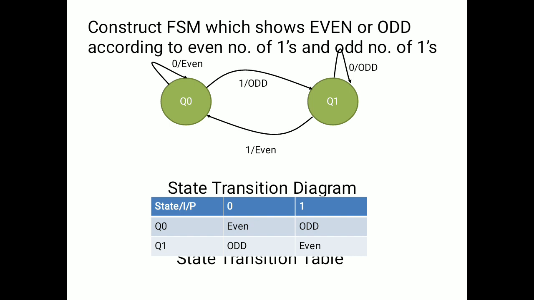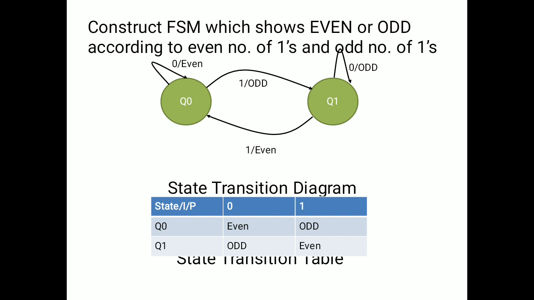So if the given input string has an even number of ones, then the output will be even, and if it has an odd number of ones, then it will show you the output as odd. We are going to use this automata for counting the number of ones, not the number of zeros. So we focus on how many ones are occurring in the string.